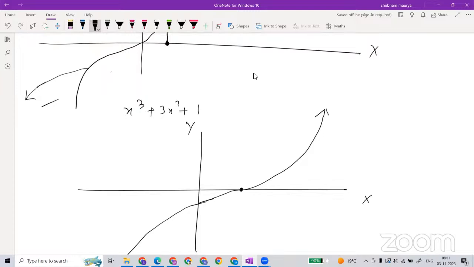Sir, when we are adding the points along these two graphs, x cube and 3x square plus 1, only when x cube takes a negative value will we hit a 0, because 3x square plus 1 is always positive. So on the positive x-axis, we will not get a 0. Yes, that's true. So maybe it is on this side.